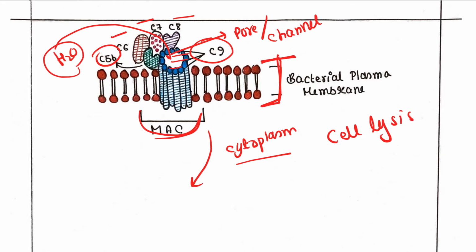So this is the function of the complement proteins. The actual function of the complement proteins is to destroy the cell, to destroy the bacterial or microbial cell. This is done by this MAC, and this is all about the alternative pathway.